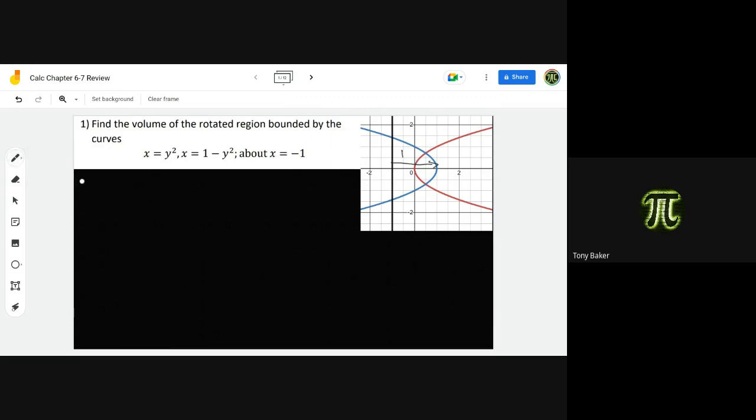which would be my right, is, I have to remember which one was which. I didn't write them on there. One minus y squared. Yeah. So it's 1 plus 1 minus y squared, which equals 2 minus y squared. And then my left is 1 plus y squared.